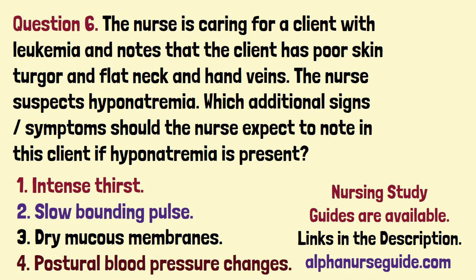The correct answer is 4. Postural blood pressure changes. Rationale: postural blood pressure changes occur in the client with hyponatremia. Intense thirst and dry mucous membranes are seen in clients with hypernatremia. A slow, bounding pulse is not indicative of hyponatremia. In a client with hyponatremia, a rapid, thready pulse is noted.